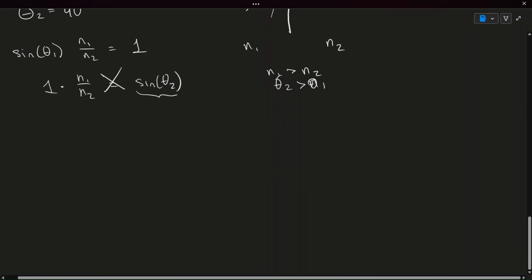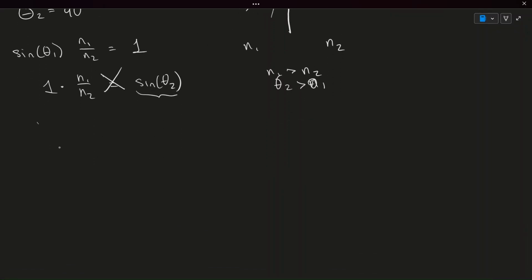So how do we explain this? Well, basically, at this point we talked about sine theta 1 n1 over n2 equals 1. We've pushed theta 2 to the limit. We've pushed theta 2 to 90 degrees. That's the limit for theta 2. We can't go any more than that.